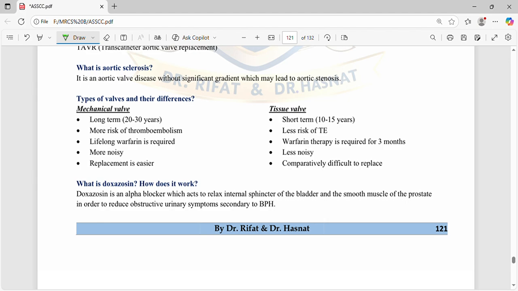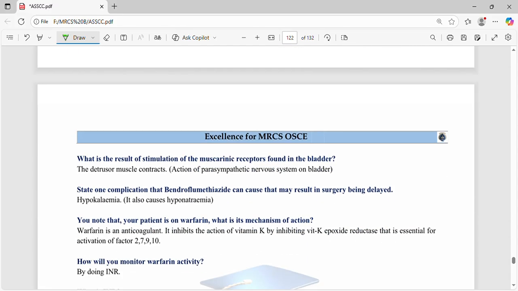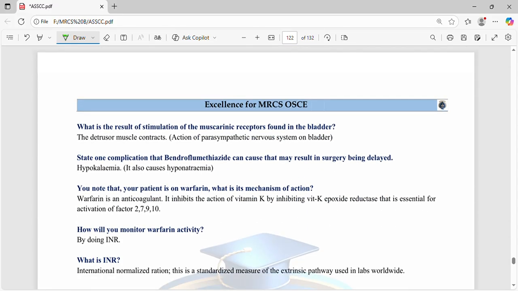What is doxazosin? How does it work? So doxazosin is an alpha 1 blocker. This is an alpha 1 blocker, which acts to relax the internal sphincter of the bladder and the smooth muscle of the prostate in order to reduce obstructive urinary symptoms secondary to BPH. What is the result of stimulation of the muscarinic receptors found in the bladder? They will cause detrusor contraction because of the action of the parasympathetic nervous system on the bladder.